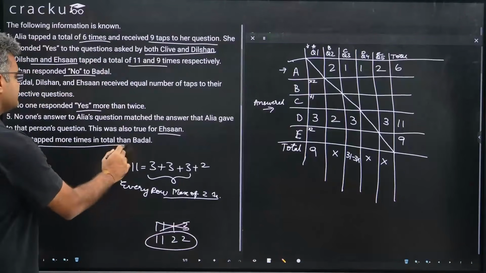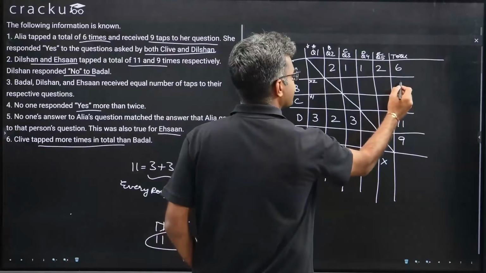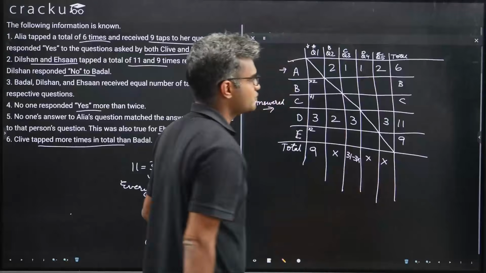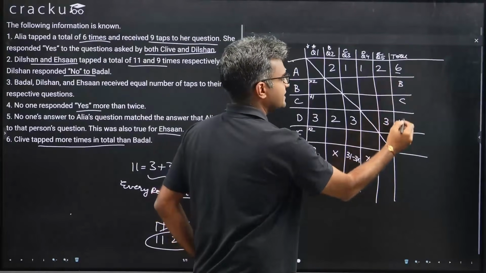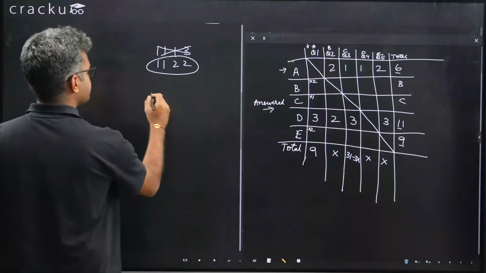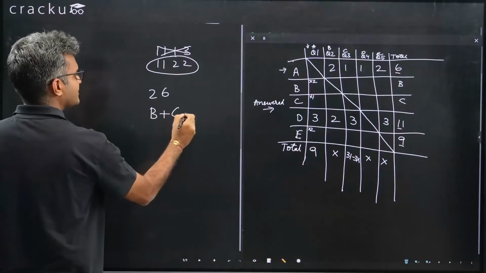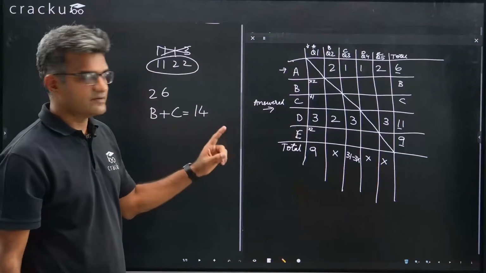Clive tapped more times than Badal. What is the total number of times that Clive tapped and Badal tapped? Again, the total number of times that they answered has to add up to 40. We have 6 over here, 11 and 9. 6 plus 11 plus 9 adds up to 26. So the number of times Badal tapped and the number of times Clive tapped will add up to 14. And we know that Clive tapped more than Badal.